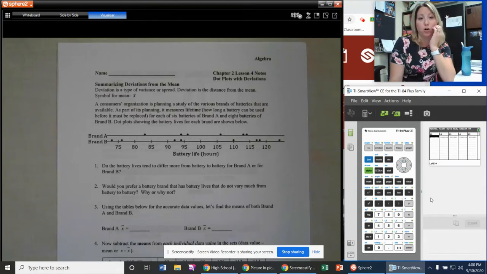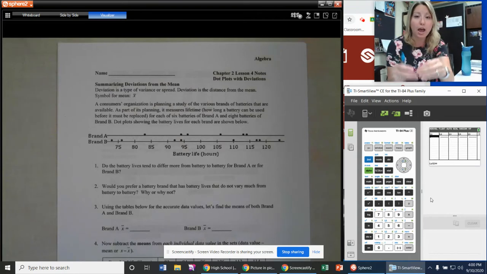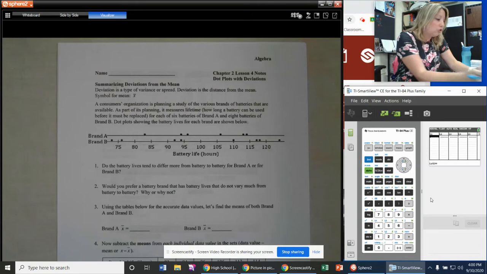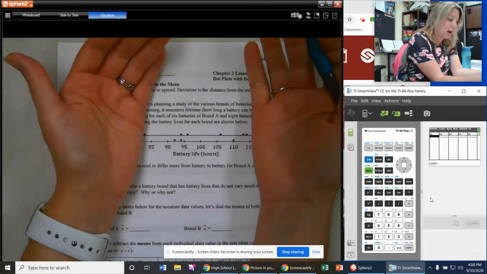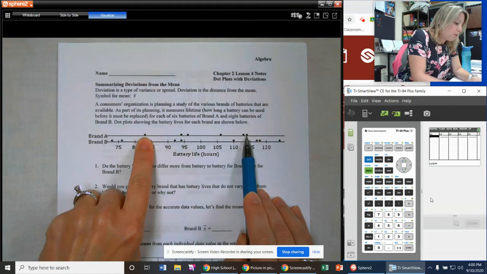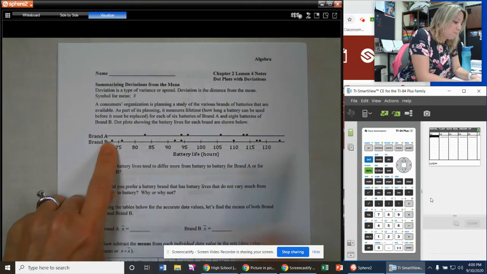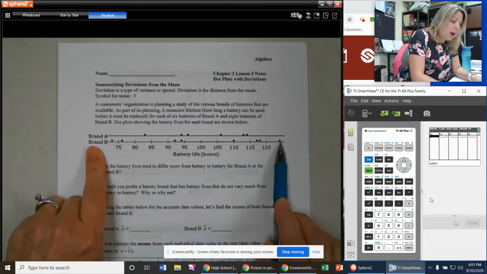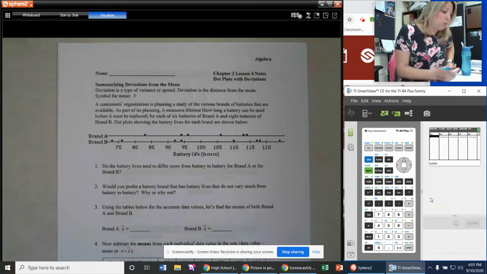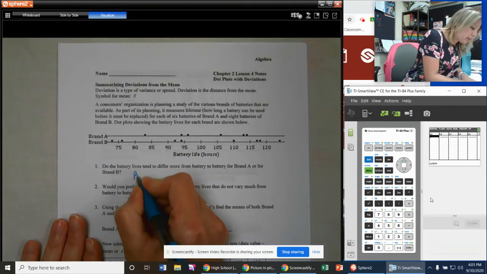And now think about what that first question says. Do the battery lives tend to differ more from battery to battery for brand A or for brand B? Which one has more of what we'd call variance? If I'm just looking at the distances on these dot plots, for brand A, the minimum is down here and the maximum is up here. But for brand B, the minimum life is way down here and the maximum life is way up here. So for which battery brand do we have more variance? Brand B.